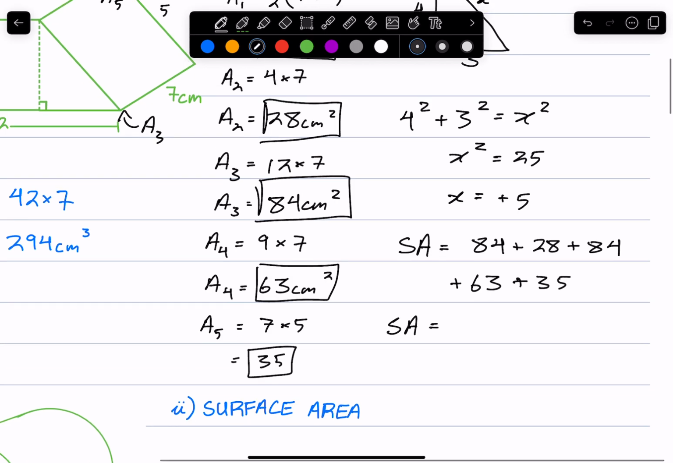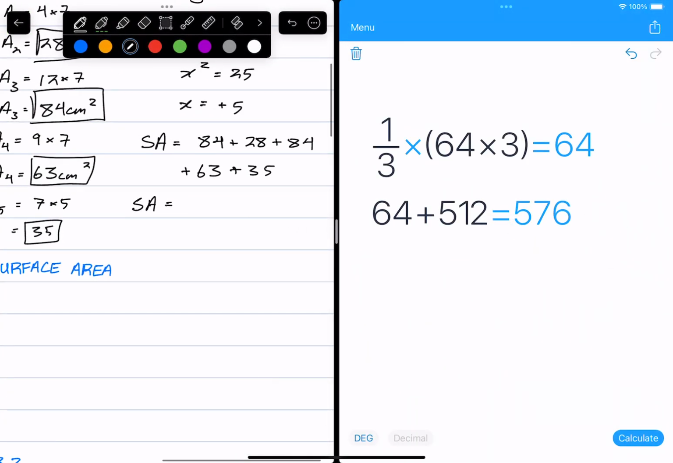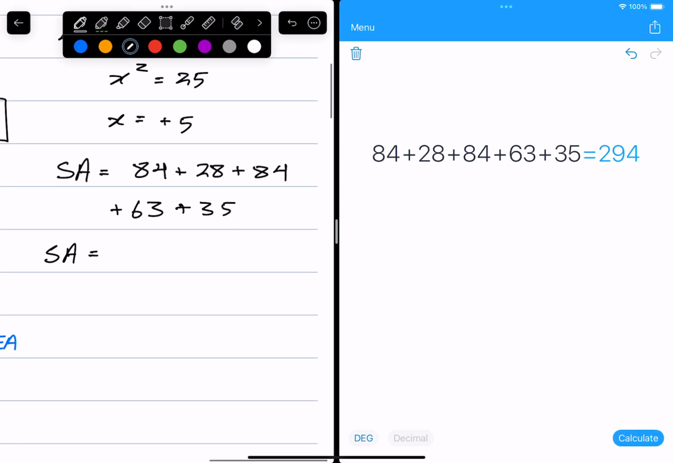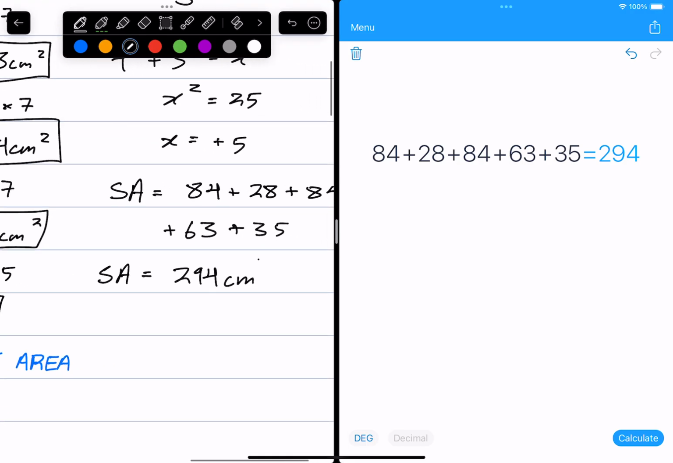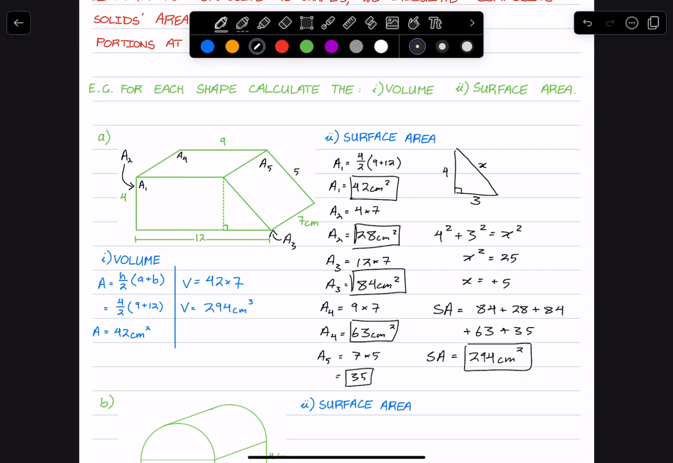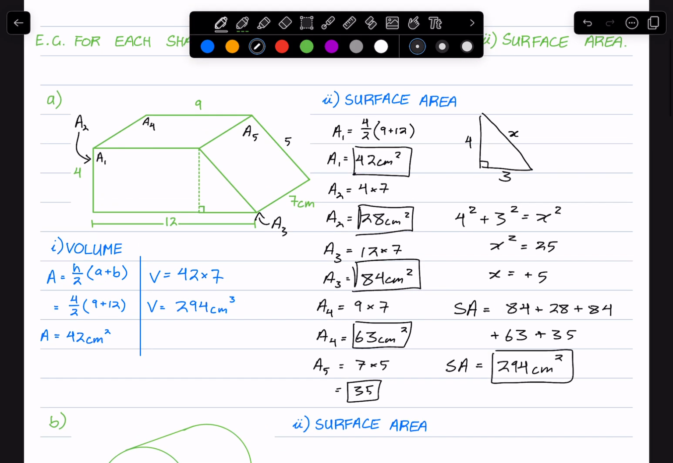So the surface area is all of that in the calculator. It's again much faster with a physical calculator. 28, 84, 63, 35. So the total surface area of this is 294. Is it in centimeters? Yep, centimeters squared. And that is our final answer. So I hope that gave you an insight into how we can break down the surface area of composite solids. Hope to see you in the next video, and best of luck.